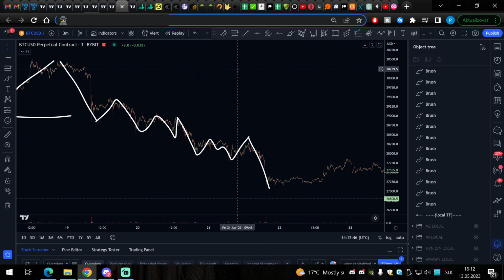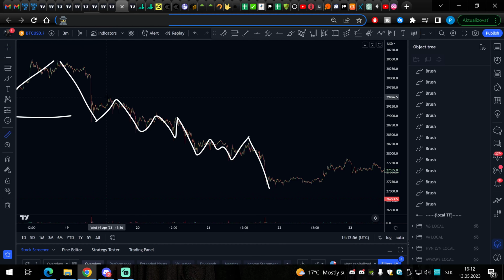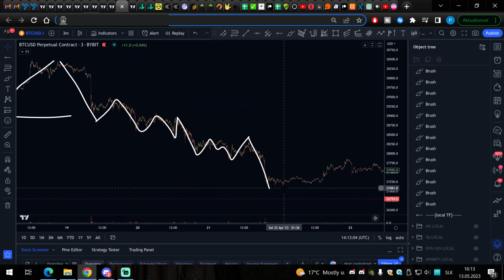You can see how much was the move. Yeah, 8% move down, so you would be in heavy losses if you tried to fight this downtrend. Very bad idea.